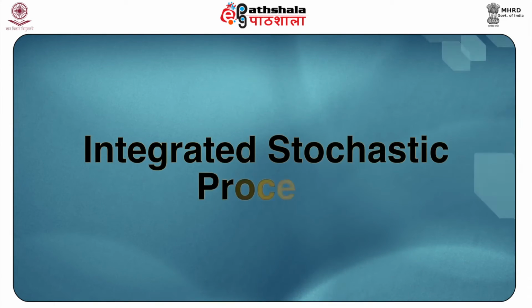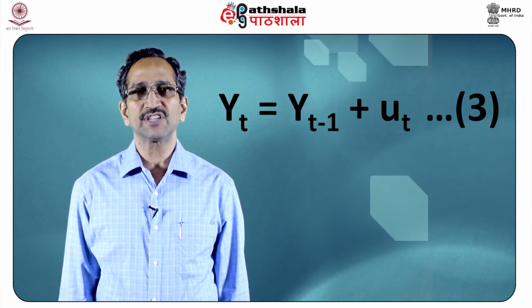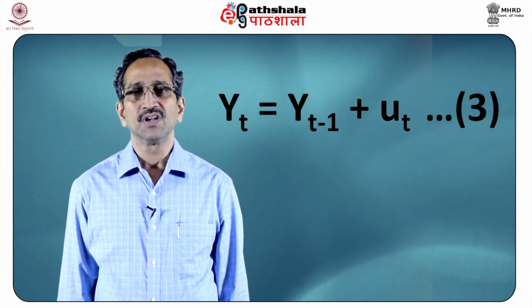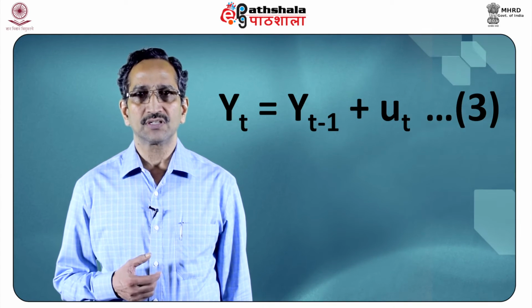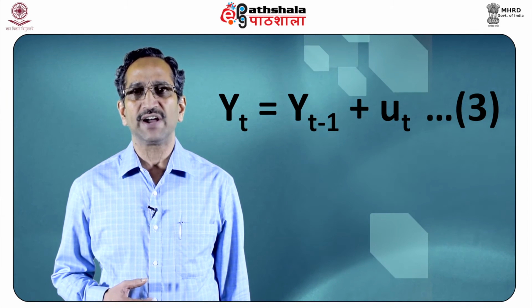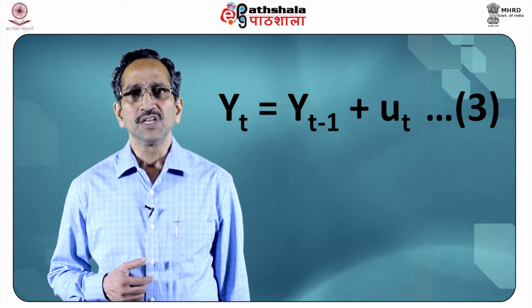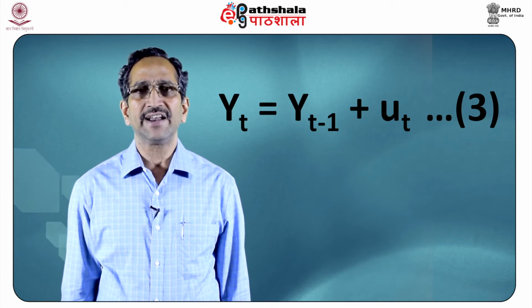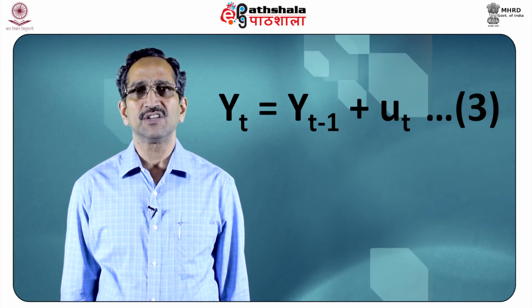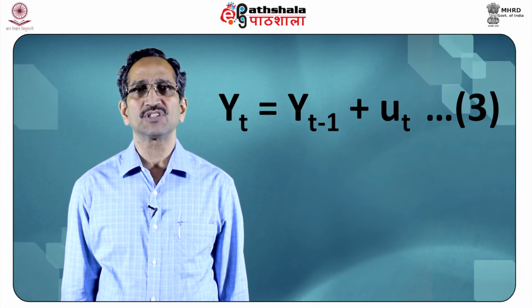Let us discuss some properties of an integrated stochastic process. So we have in this section the integrated stochastic process. Suppose we have a random walk process like the one defined earlier and defined below, which is yt equal to yt minus 1 plus mu t, and call it equation 3. As we had discussed earlier, in a random walk model, the error term is a white noise term with mean equal to 0 and variance that is constant in nature.